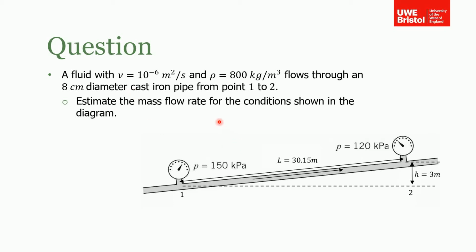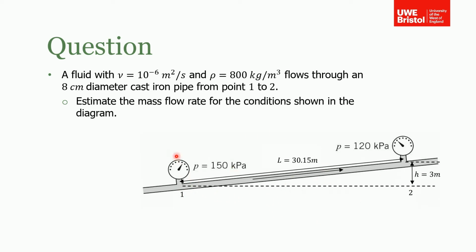Okay, in this question, we've got fluid with a viscosity. This is kinematic viscosity here. Notice this is a Greek letter nu, not the letter V. So it's viscosity, and also its density, 800 kilograms per meter cubed. And this fluid flows through an 8 centimeter diameter cast iron pipe from point 1 to 2 as shown in the diagram.